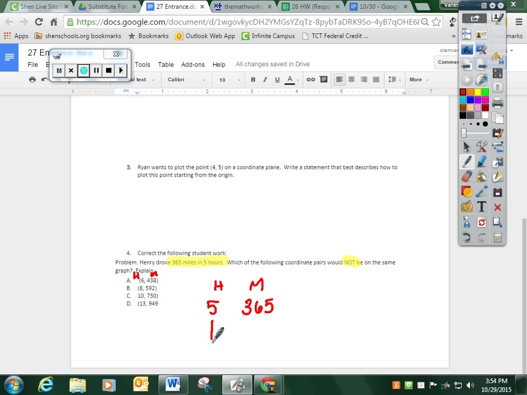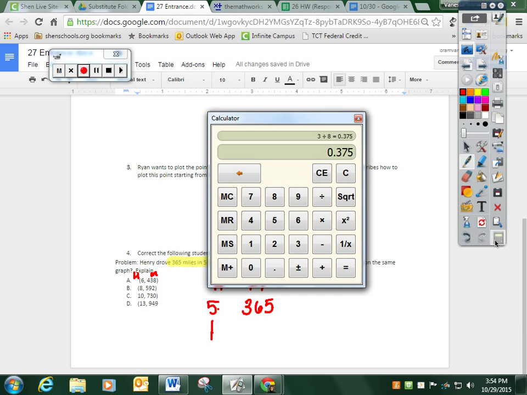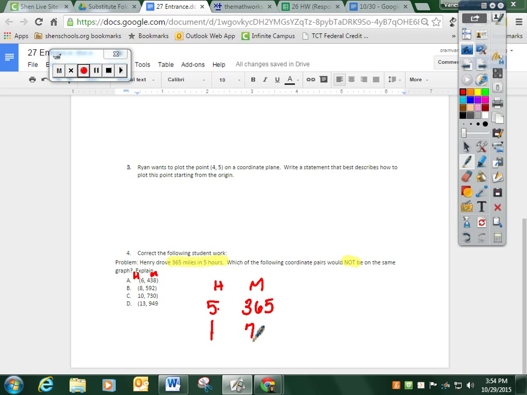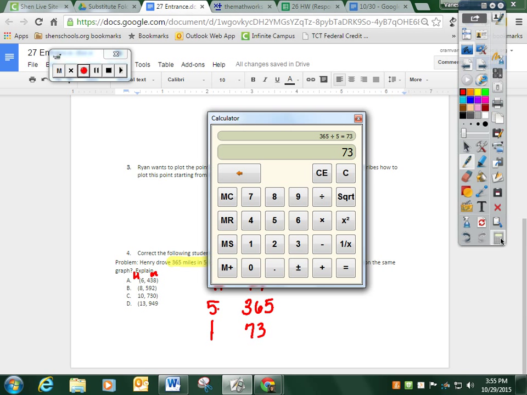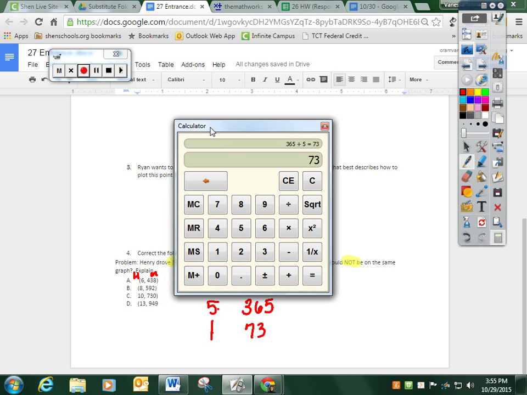So here's what I'm going to do. I'm going to scale it down. 5 divided by 5 is 1. 365 divided by 5 is 73. So you are taking the hours and you are multiplying it by 73 to get the miles. So really, take out your calculator. Let's see which one is not times by 73. 6 times 73, 438. This would be on the coordinate plane. 8 times 73, 584. Ooh, that one would not.